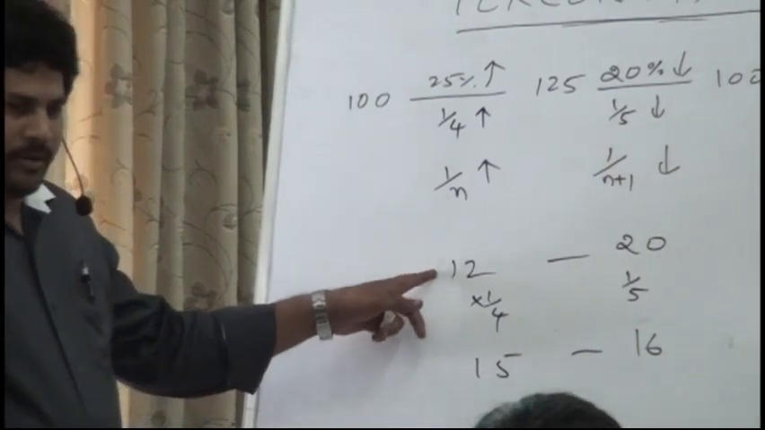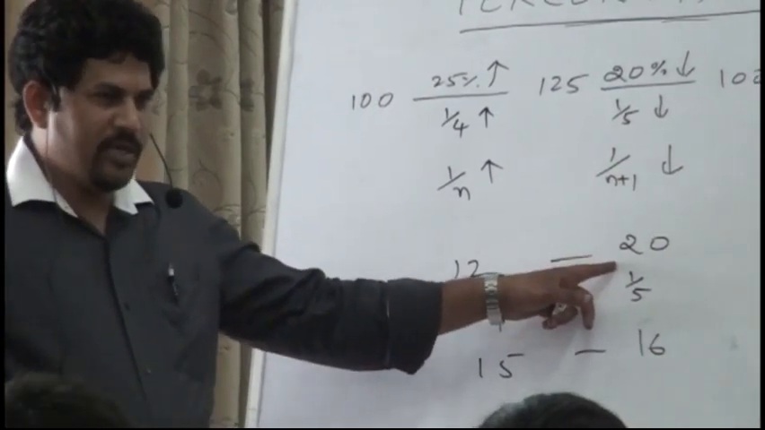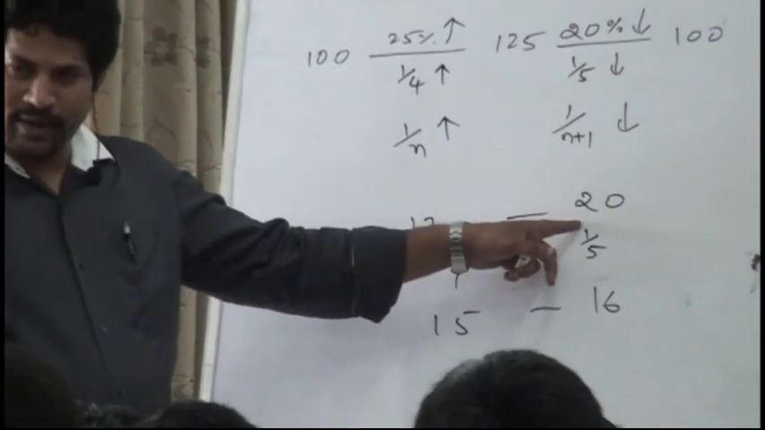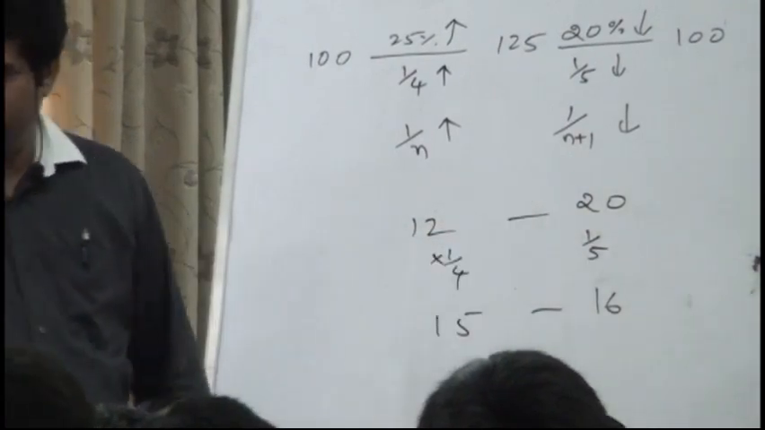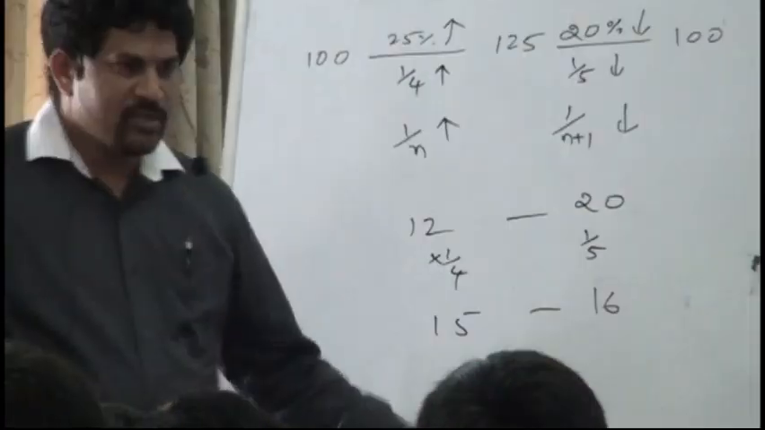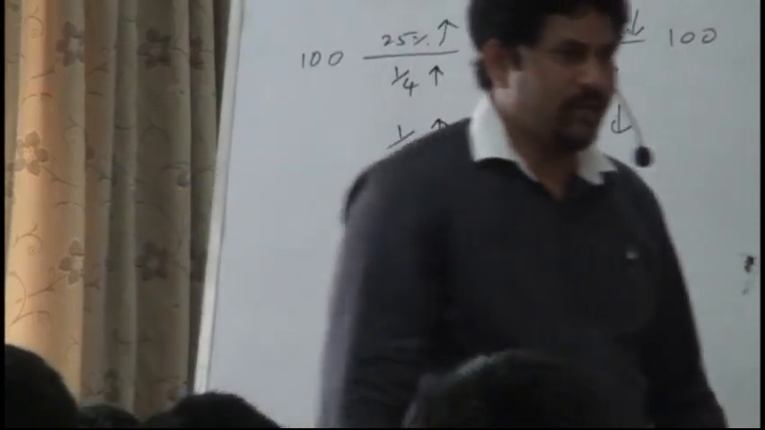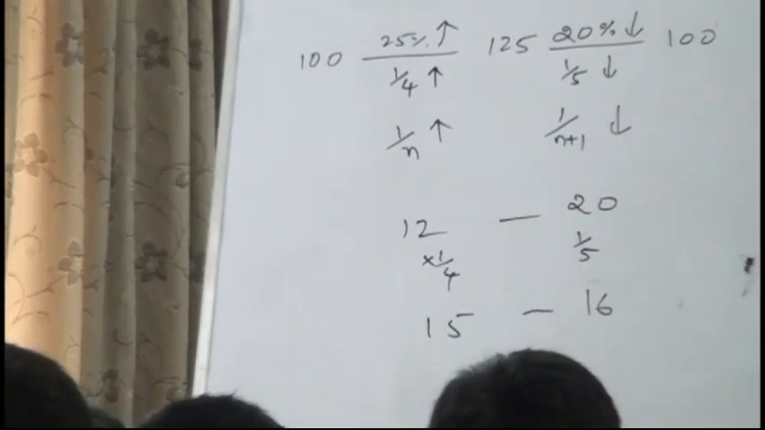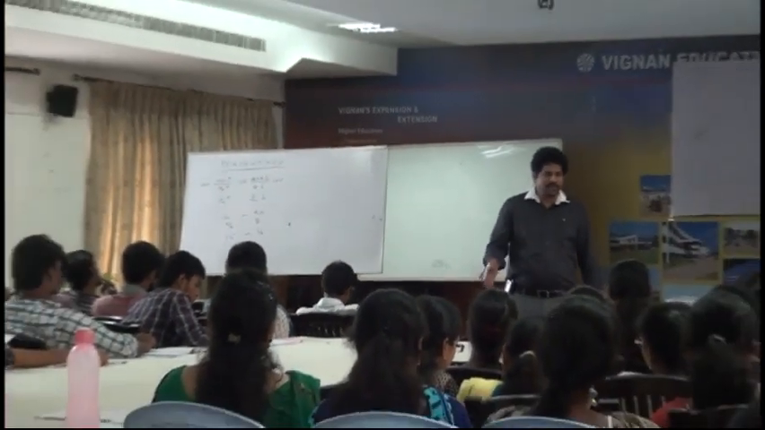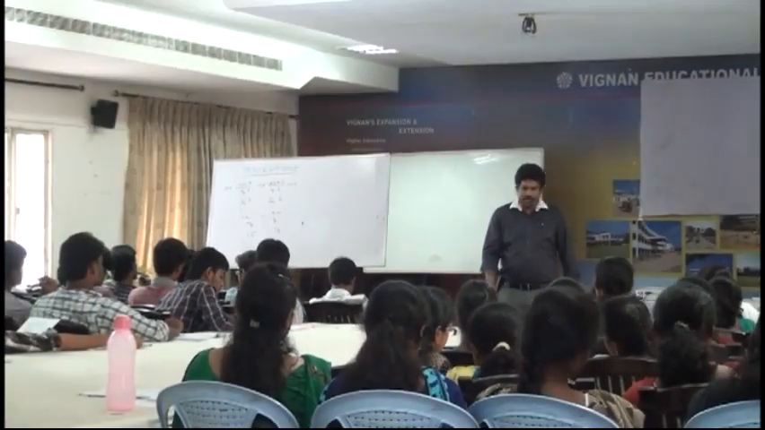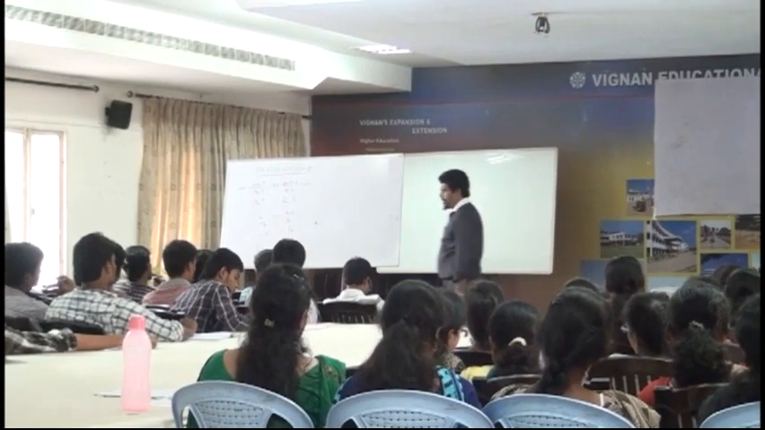12 men take 20 days to complete a work. It means it is nothing but 240 man-days of work. 12 20s is 240. 15 16s is also 240. 10 15s is 150. 6 15s is 90. 150 plus 90 is 240. Are you getting my point? So this can be applied everywhere.